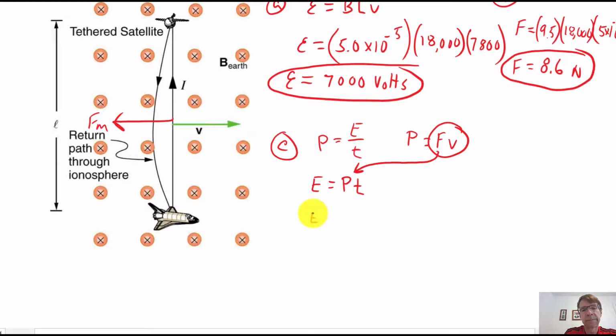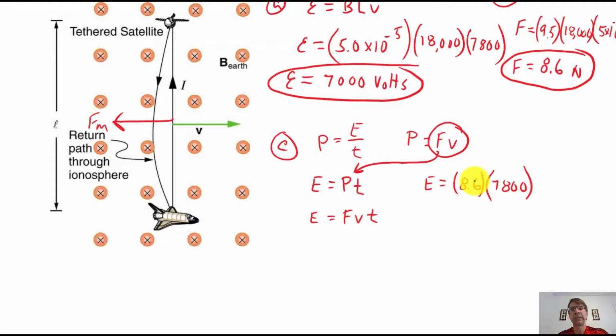So the energy that's used in a given amount of time is going to be the force times the velocity times the time. All right, so I'm going to plug into that. The energy that's dissipated over time is the force that drag exerts, 8.6 newtons of force. The velocity, if we assume the velocity stays constant at 7,800, which it will slow down, but let's say it stays constant. So we're ignoring that it slows down. If we just let this force drag the wire, it'll slow the whole system down. Times the time. Now it's 1 hour.